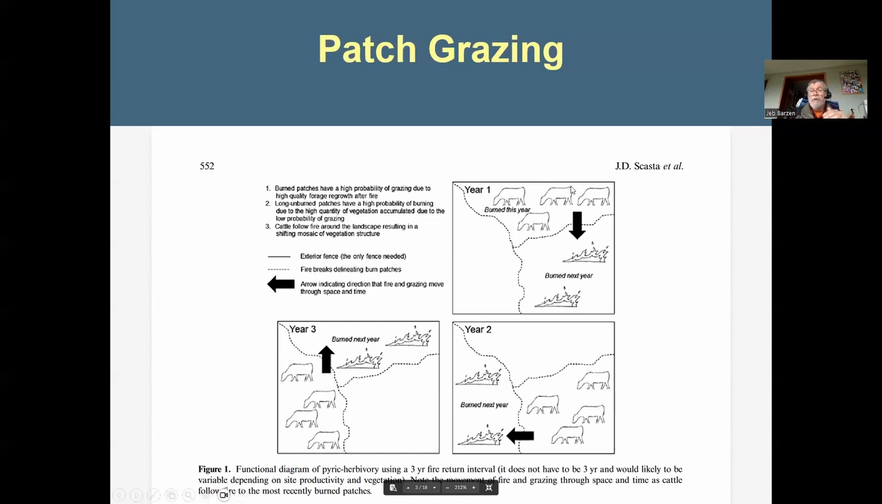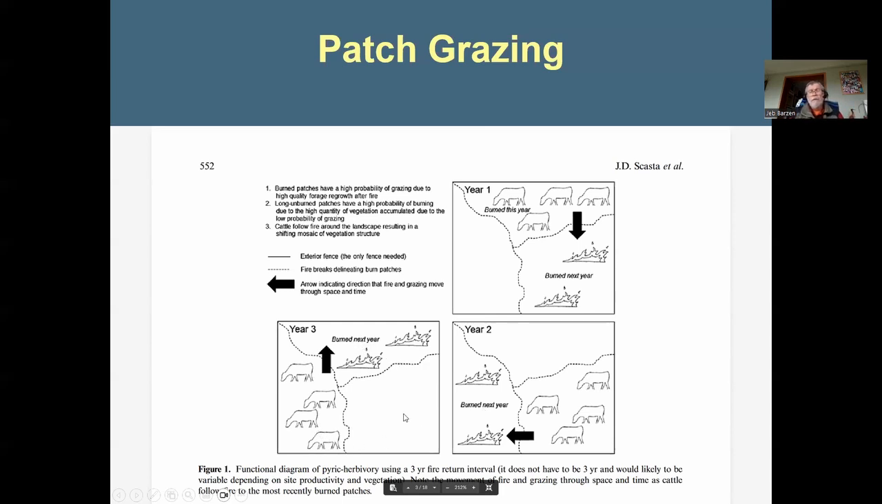But if you stock it properly, they'll stay within the burned area without any fences. Then in the next year, you can burn this area just with patches, not with fences, and the animals will shift and use that area, and then you burn this next year. So you're basically doing a rotational grazing just using fire.